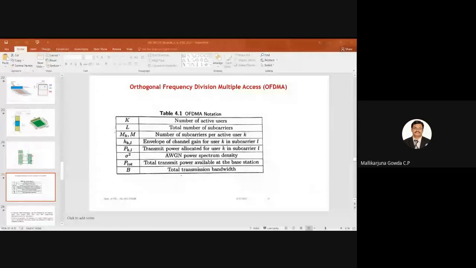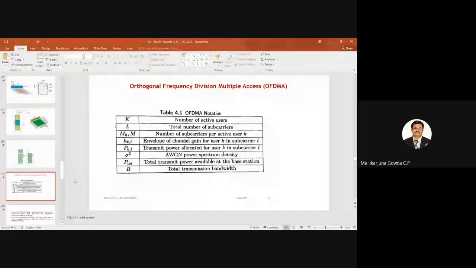So you need to be aware of these notations, then you'll be able to understand further lectures when I use them.